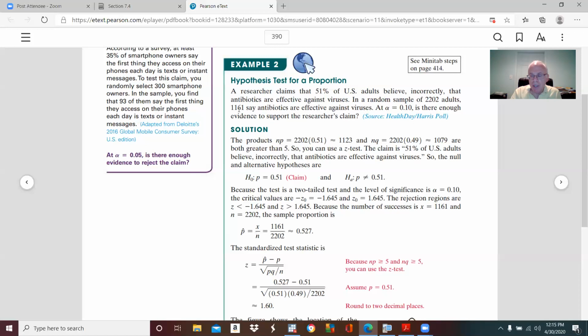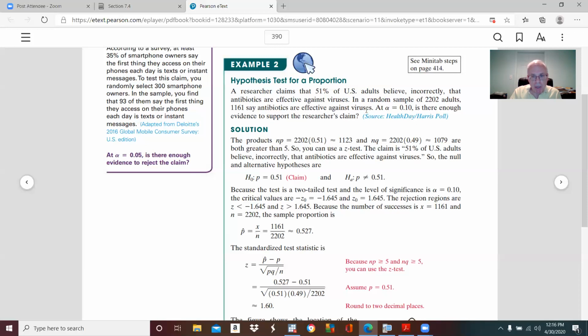This is not a hypothesis test for a mean. We're not saying that mu is equal to 1161, or excuse me, x bar is equal to 1161. No, this is a proportion question. You tell by the 51% here. You just need to divide 1161 by 2202, X divided by n, and you get your sample proportion. And this number is what you put in for p hat.